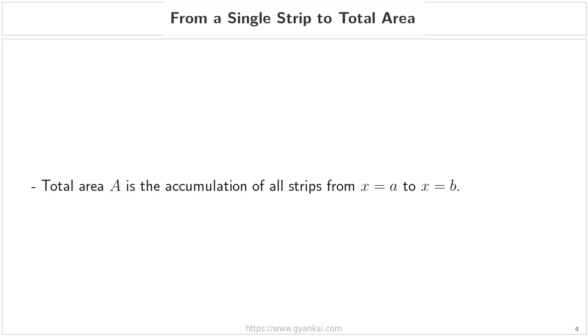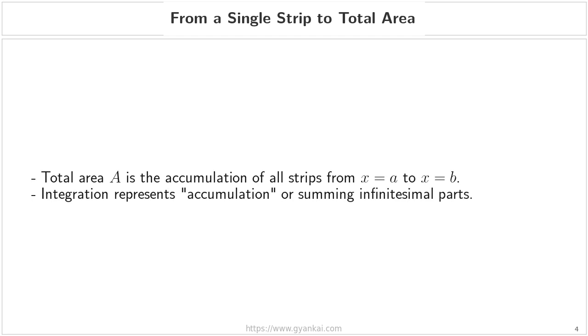From a single strip to total area. Now that we have understood how to define the area of just one single, tiny strip, let's take a step back and look at the bigger picture. Think about the entire region we are interested in, starting from our left boundary, x equals a, all the way to our right boundary, x equals b. The total area, which we will call A, isn't just one piece. It is the accumulation of every single one of those tiny strips we just discussed, joined together from start to finish. This brings us to the very heart of calculus, the concept of integration.